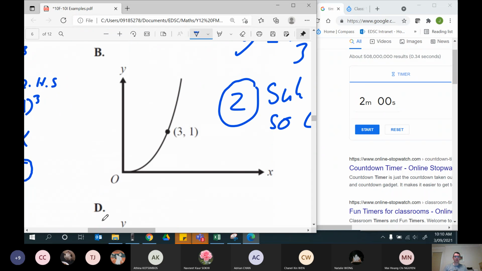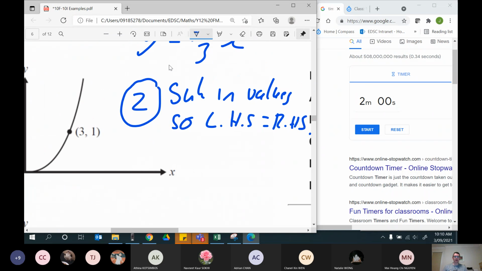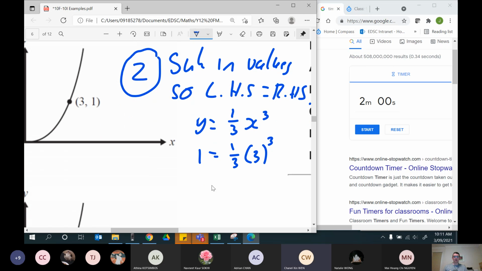For B, we know the equation is y equals 1 on 3 x cubed. So what's the y coordinate here? 1. Does 1 equal that? And we're going to substitute in 3. Is that going to be cubed still? Yeah, because it's x. What's 3 cubed? That's 27. 27 times a third is going to be 9. Does that equal 1? No. You could just do this on your CAS, right? Everyone could do that on a CAS. So therefore, it can't be B.